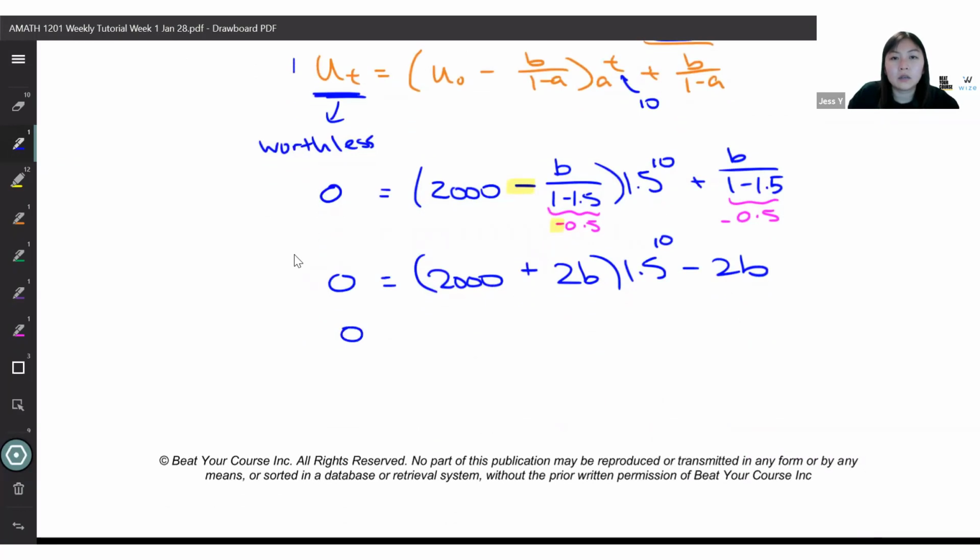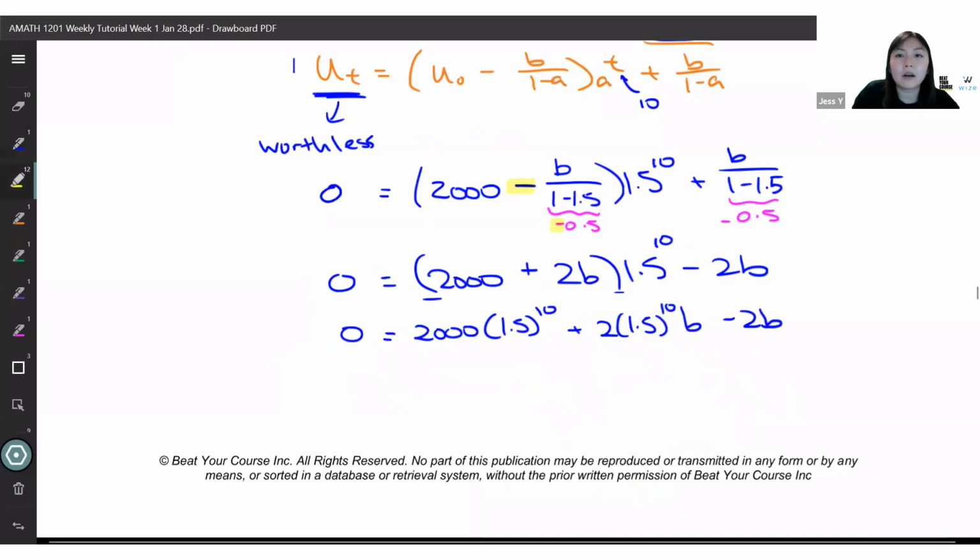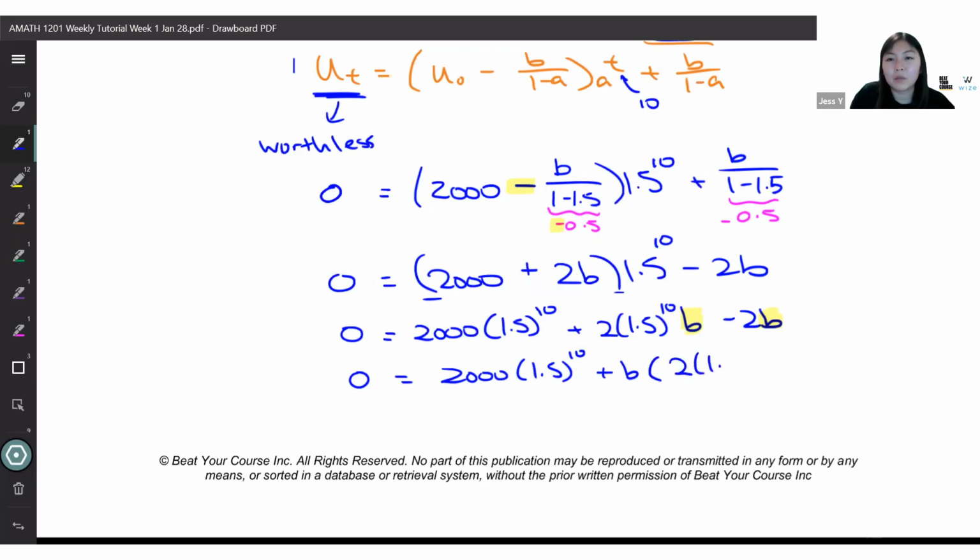All right, continue. We want to solve for b. B is wrapped inside the set of brackets, so let's expand the brackets. So we have our 2,000 times our 1.5 to the power of 10 plus 2 times 1.5 to the power of 10b minus 2b. And now the b's are no longer wrapped inside brackets, they're outside of brackets, and we can solve for it by factoring. So a lot of little algebra steps here that I'm kind of flying by, I know, sorry. So now if I factor out the b, I get 2 times 1.5 to the 10 minus 2. That's just a number. I don't care how messy it looks, it's just a number.